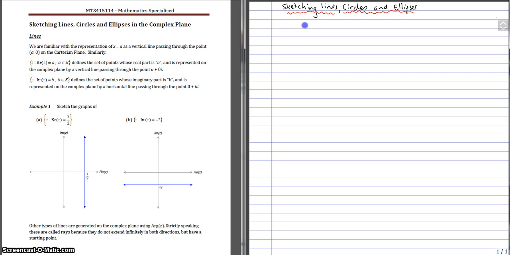So, for example, we have y and x, our Cartesian plane, and x equals 2 will just be a vertical line, parallel to the y-axis, passing through this point (2, 0) on the x-axis. Alright, in a similar way, y equals -3 would be a horizontal line parallel to the x-axis, passing through (0, -3).